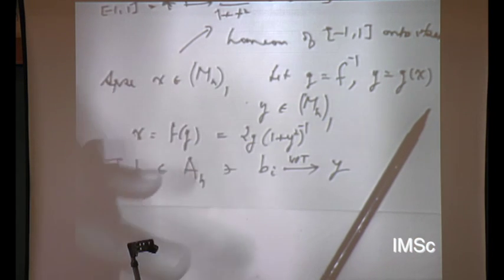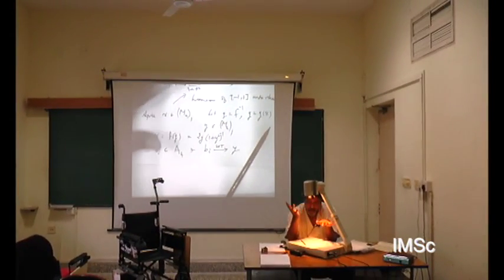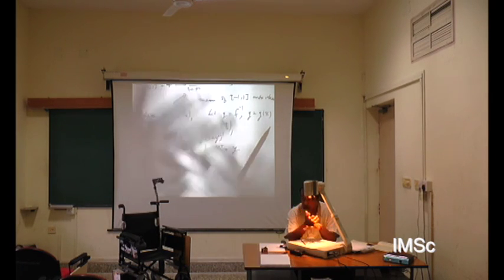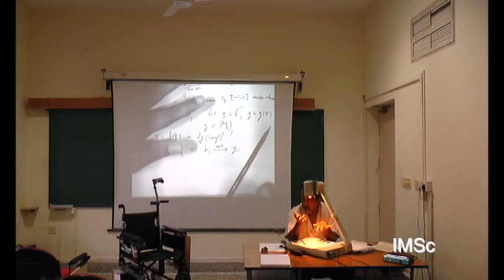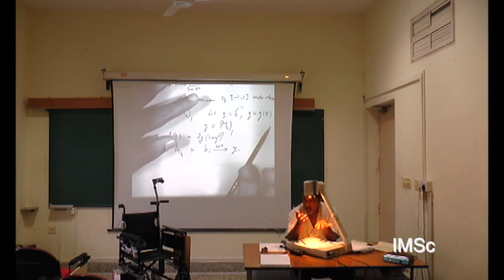It is the same thing. See, if you take AH and take its WOT closure, there is going to be a WOT closed convex set. So there is going to be SOT closed also.